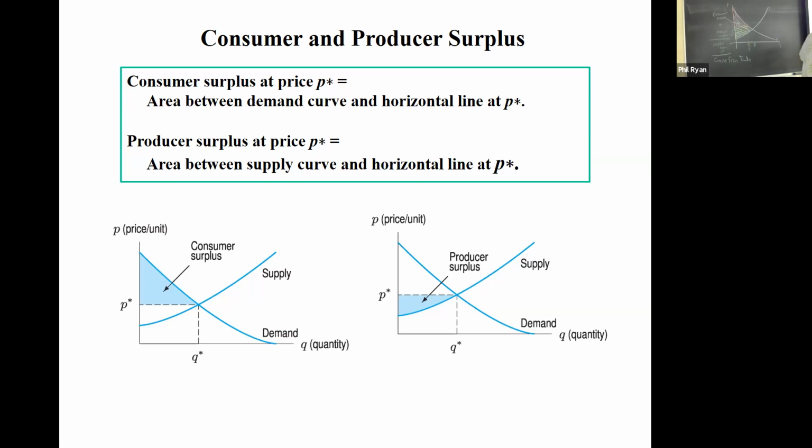And this is always the case, right? The demand curve is going to be above the price line. The supply curve is always going to be below the price line.